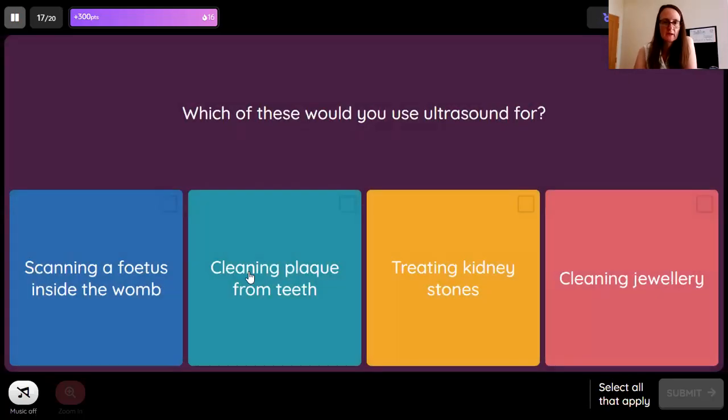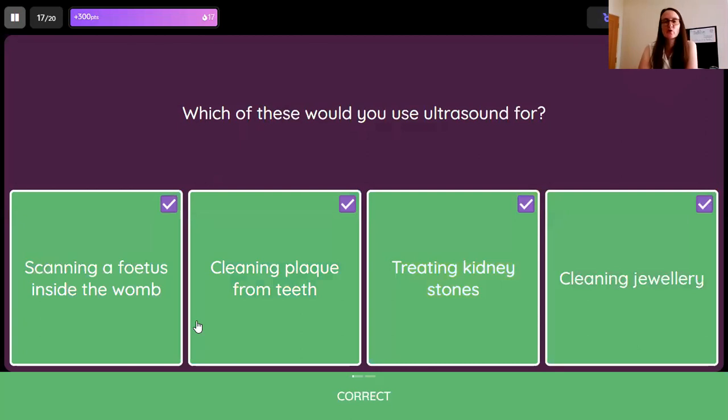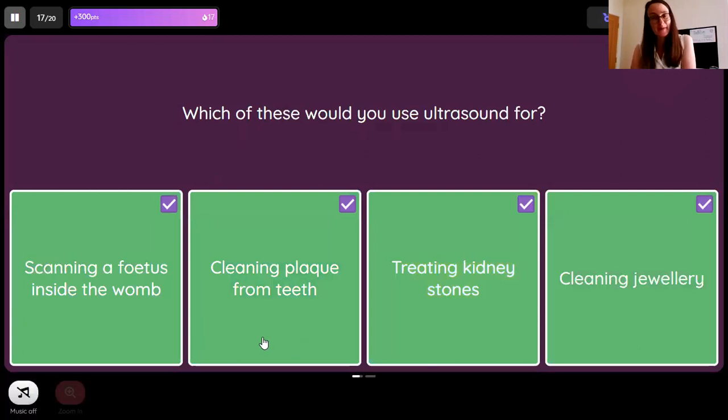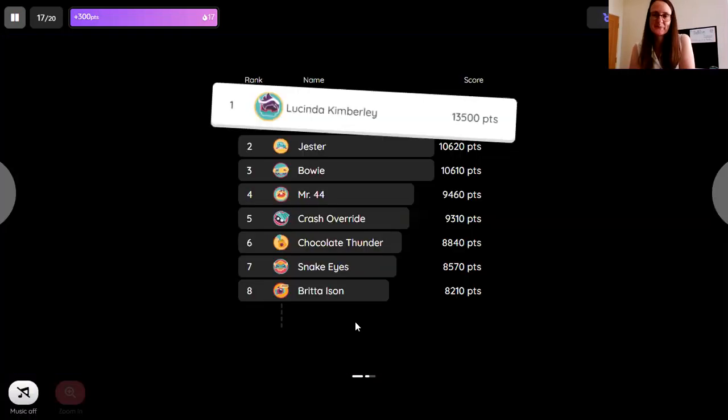Next one. Which of these would you use ultrasound for? Well, you would use it for scanning a fetus, you would use it for cleaning plaque from teeth, you would use it for treating kidney stones, and you would use it for cleaning jewellery. All of them. Sorry if you only put a couple and then got that one wrong. I was being a bit mean.